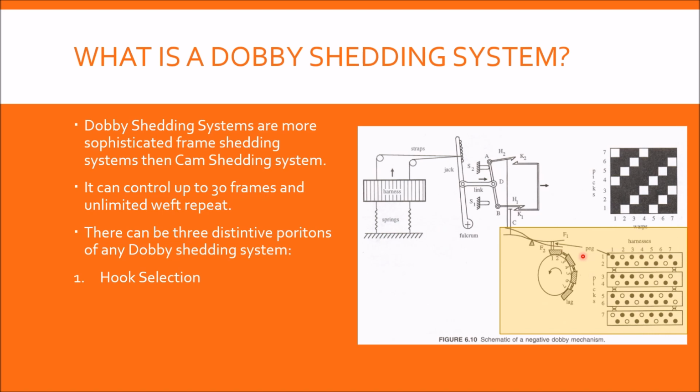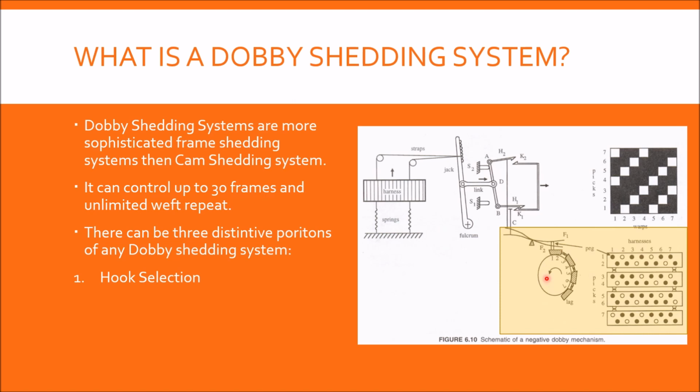For example, we have paper Dobby. We have papers to translate our design to the machine. We have wooden lattices or metallic lattices on which we use pegs, and these pegs translate the design to the machine. We can have electronic control, where we feed the design from the machine panel, and it translates to the lifting selection of the frames. So hook selection can be done in various ways.